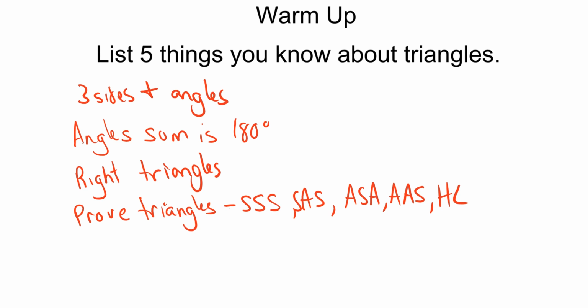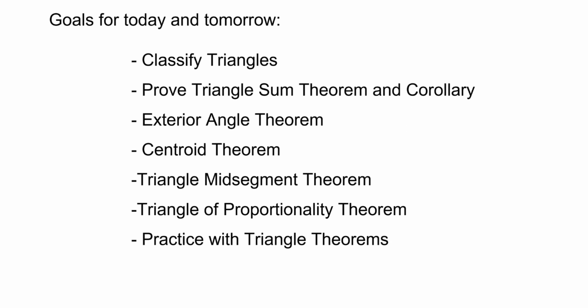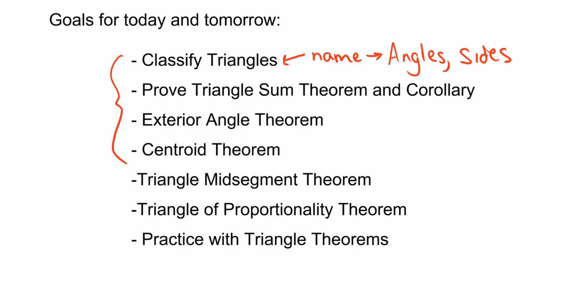So let's take a look at the list of the things that we are going to talk about for triangles today and on Monday. It's a pretty hefty list, but today what we're going to focus on are these first 4. That's the goal for today. Classifying triangles. So basically this just means, can we name the triangles? You're going to name them by a couple different things. You're going to name them by angles and by their sides. Those are the 2 ways we're going to name triangles.